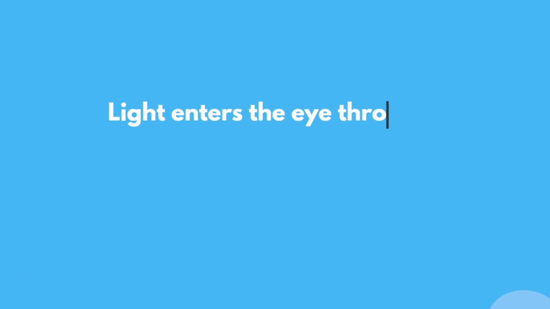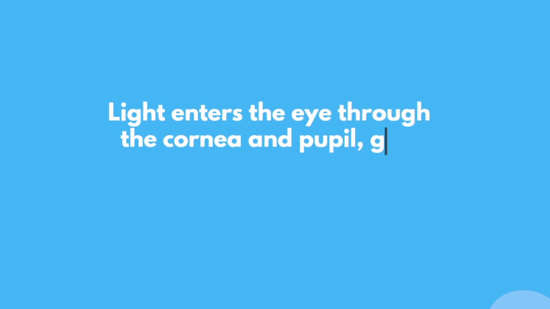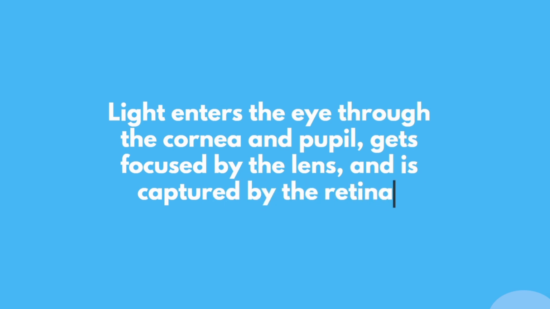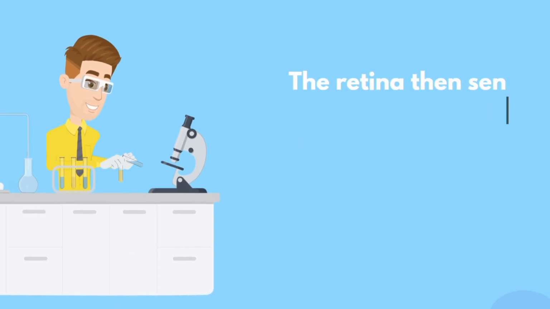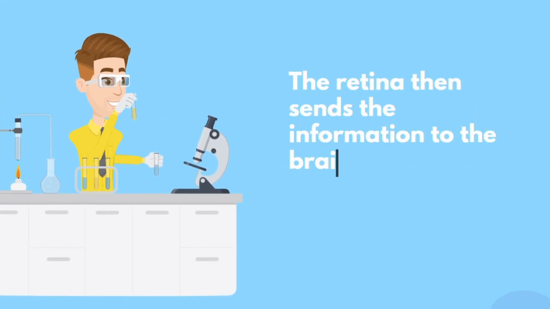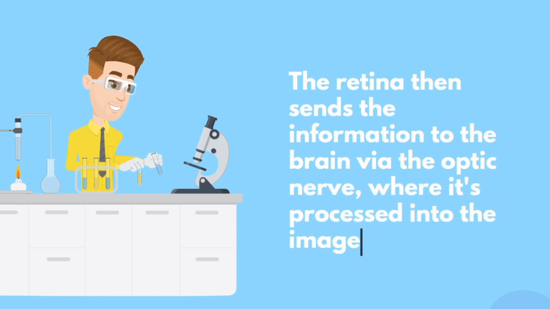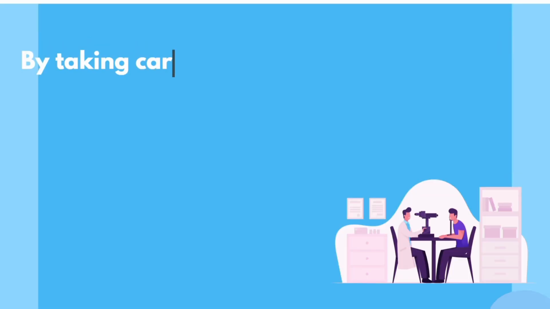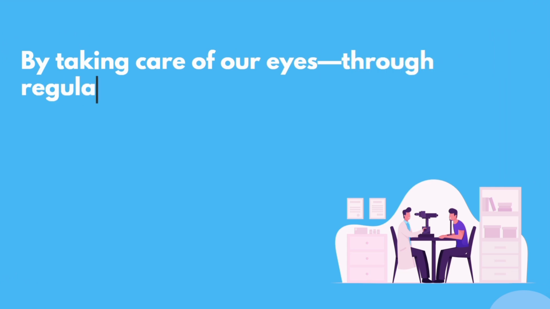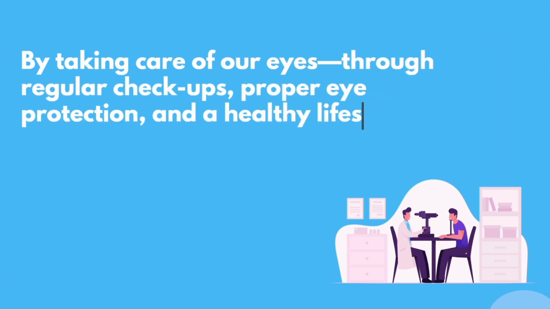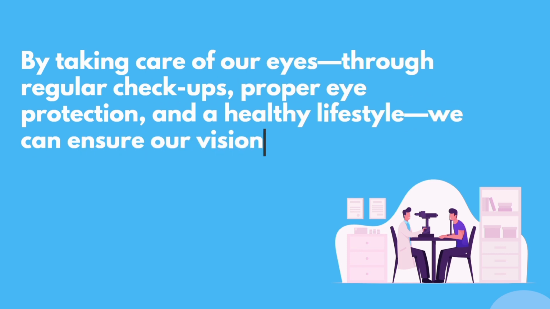Light enters the eye through the cornea and pupil, gets focused by the lens, and is captured by the retina. The retina then sends the information to the brain via the optic nerve, where it's processed into the images we see. By taking care of our eyes, through regular checkups, proper eye protection, and a healthy lifestyle, we can ensure our vision stays sharp for years to come.